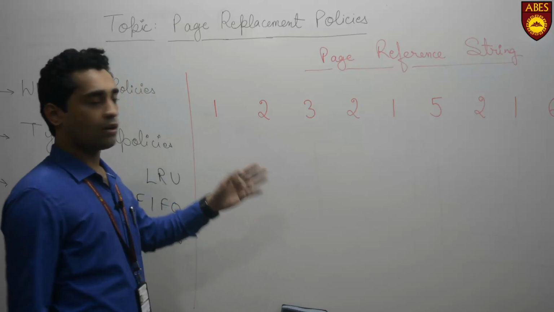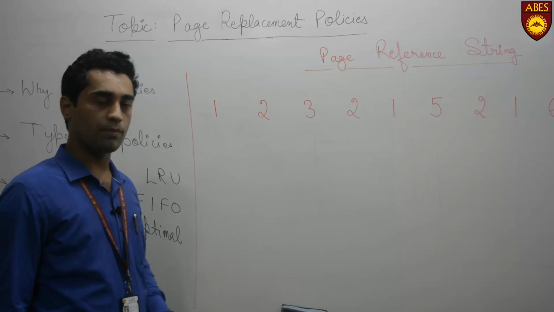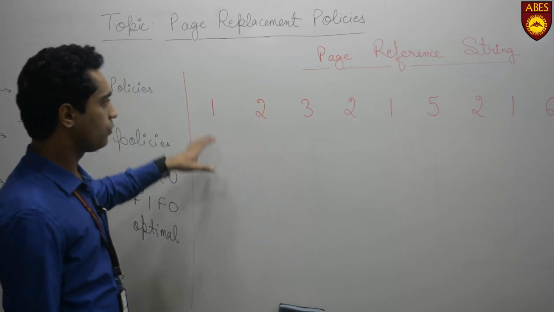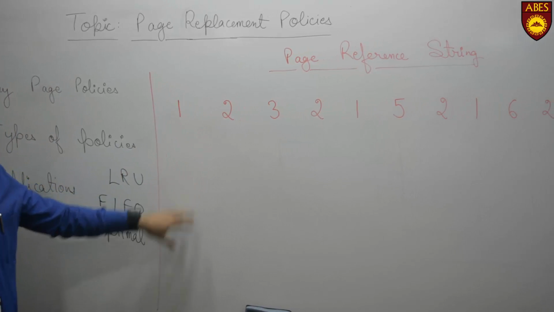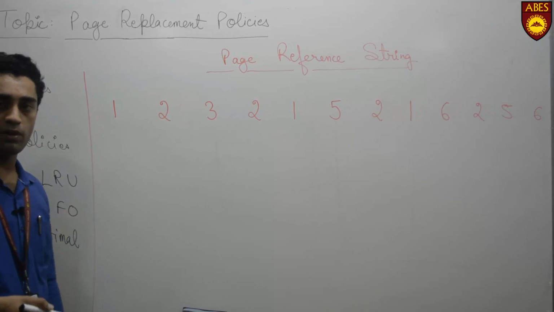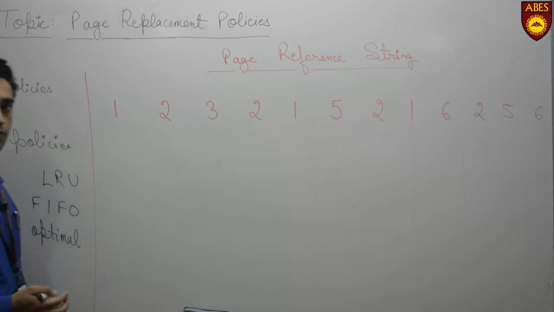I have taken a page reference string, say as per the application's requirement, the number of pages and the occurrence of pages are written here, and we have to adjust those pages as per the requirement in a memory location. In a previous diagram, I had taken 9 pages. Right now I am taking a buffer size of 3.